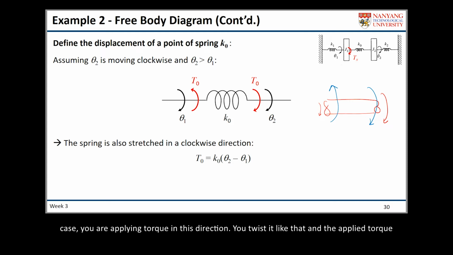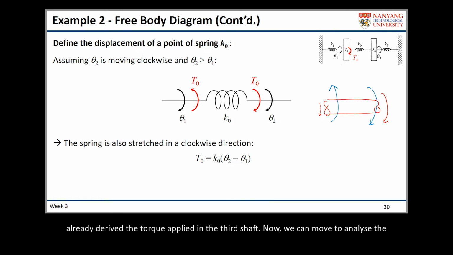And the applied torque, obviously, is proportional to the relative angular deformation. Since we have assumed theta 2 is greater than theta 1, the applied torque tau 0 is also proportional to theta 2 minus theta 1, with the proportionality constant being the spring constant K0. Okay, so we have already derived the torque applied in the third shaft.